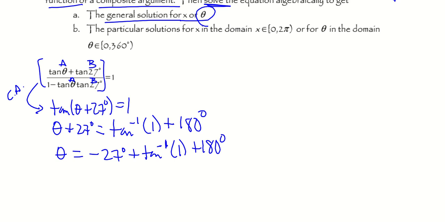Well, we know that the tangent is 1 at 45 degrees, or you can put that in your calculator under degree mode, and we get negative 27 degrees plus 45 degrees plus 180 degrees n.